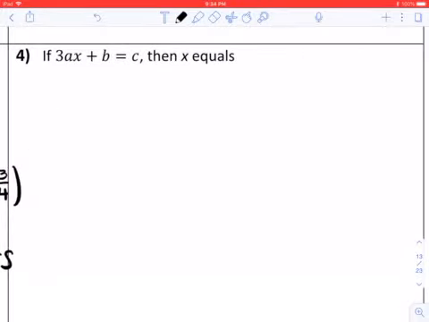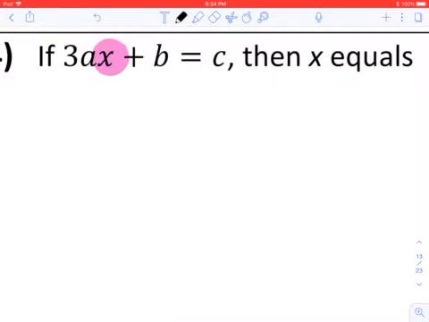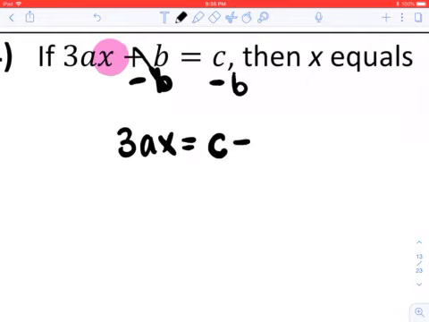Number 4. If 3ax plus b equals c, then x equals, well, we need to get x by itself. So just as if these were numbers, you're going to do the opposite operations. So I'm going to move the b to the other side. Since it's plus b, your opposite is minus b. So I get 3ax equals c minus b.